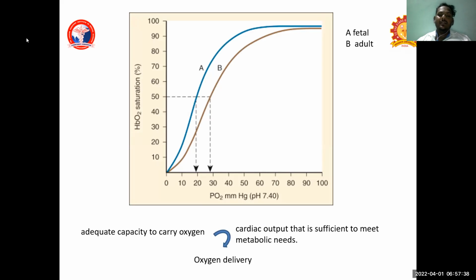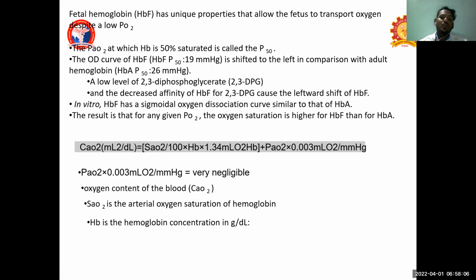So here we can see the difference of the fetal and the adult. In fetal circulation, fetal hemoglobin has a left-shifted curve, and they have more affinity, adequate capacity to carry oxygen, and cardiac output that is sufficient to metabolic needs. This both produces the oxygen delivery. Fetal hemoglobin has a unique property that allows the fetus to transport oxygen despite the low PO2.